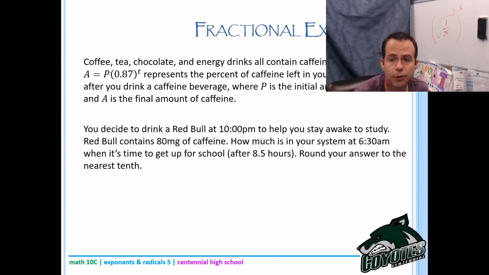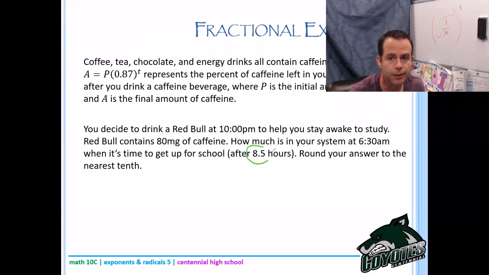You decide to drink a Red Bull at 10 p.m. to help you stay awake to study. Red Bull contains 80 milligrams of caffeine. How much is in your system at 6:30 a.m. when it's time to get up for school, which is 8.5 hours? So 8.5 hours, that's your T value.